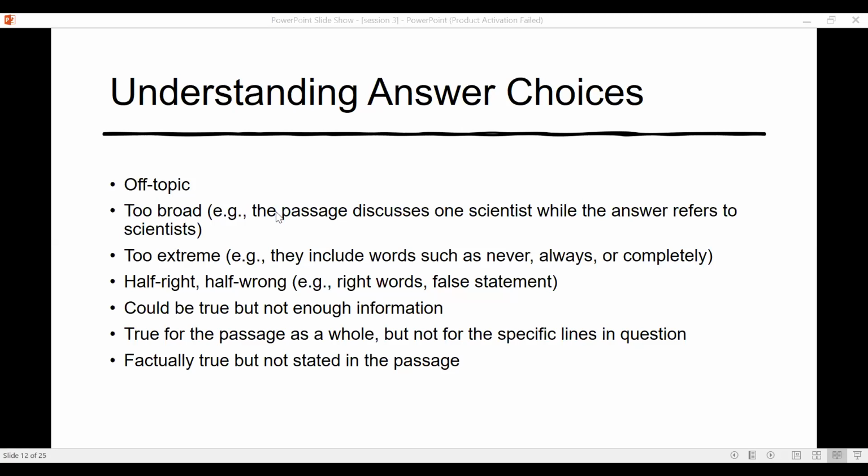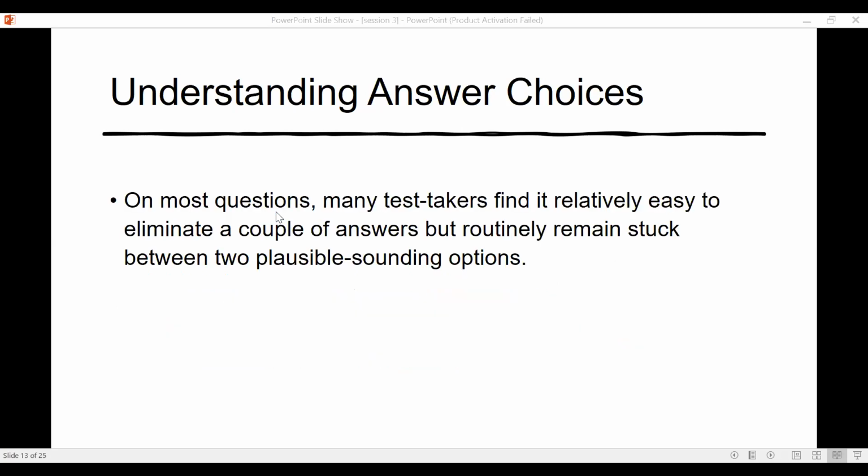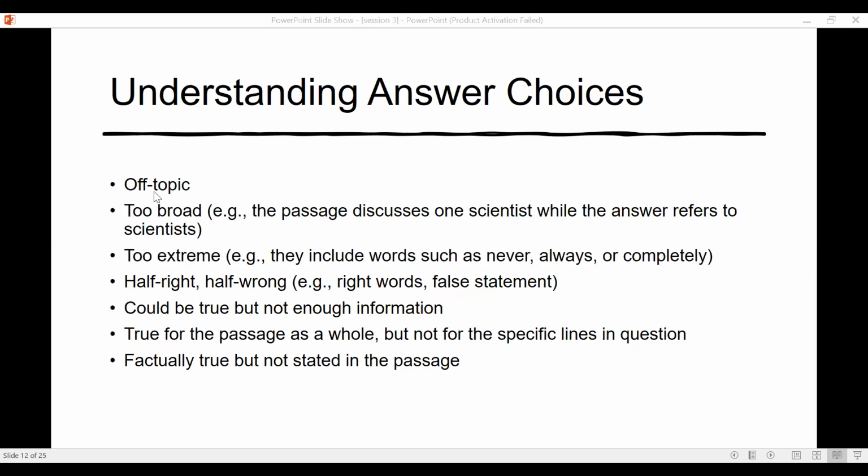So these are the types of the incorrect answer choices. On most questions, many test takers find it relatively easy to eliminate a couple of answers, but routinely remain stuck between two plausible sounding options. This is always the case, because two of the answer choices can be off topic or too broad or too extreme, so they are very easy to locate.